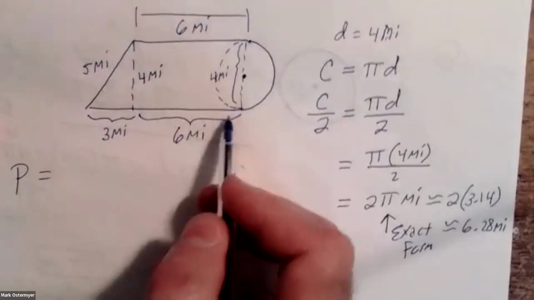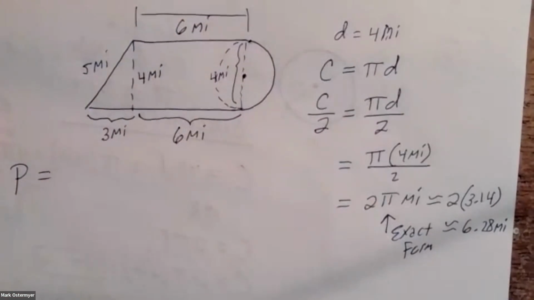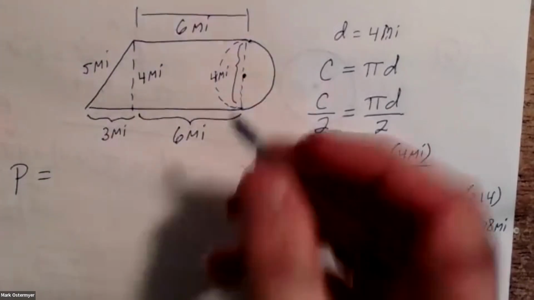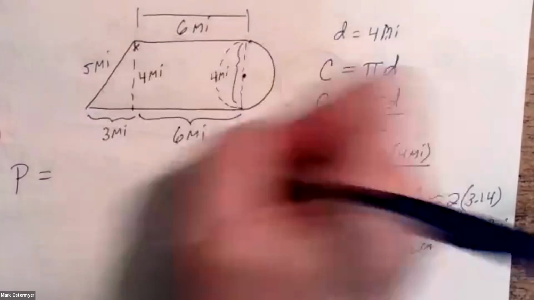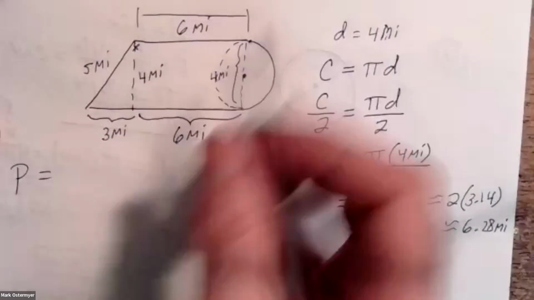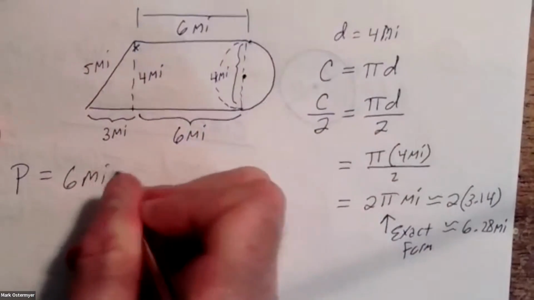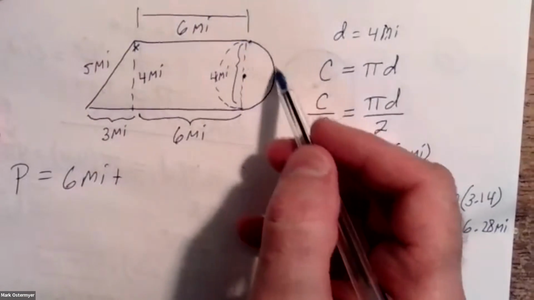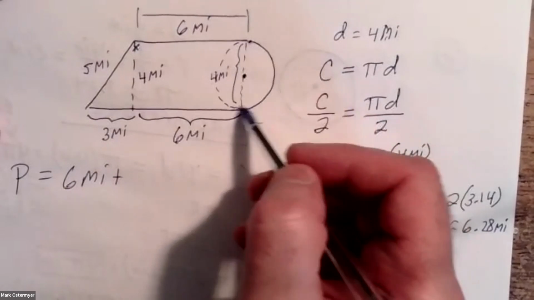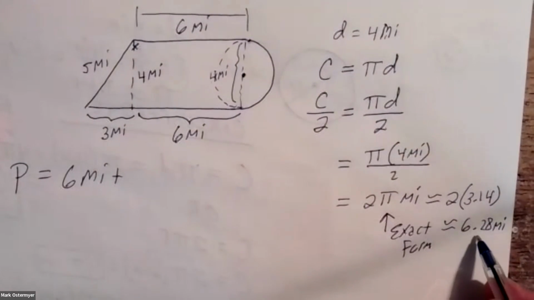So ladies and gentlemen, here we go. The perimeter completely around this entire geometric shape is going to be what? I'm going to start up here and walk around it this way. So here to here is 6 miles. Plus here to here, around this semicircle circumference, we computed was about 6.28 miles.